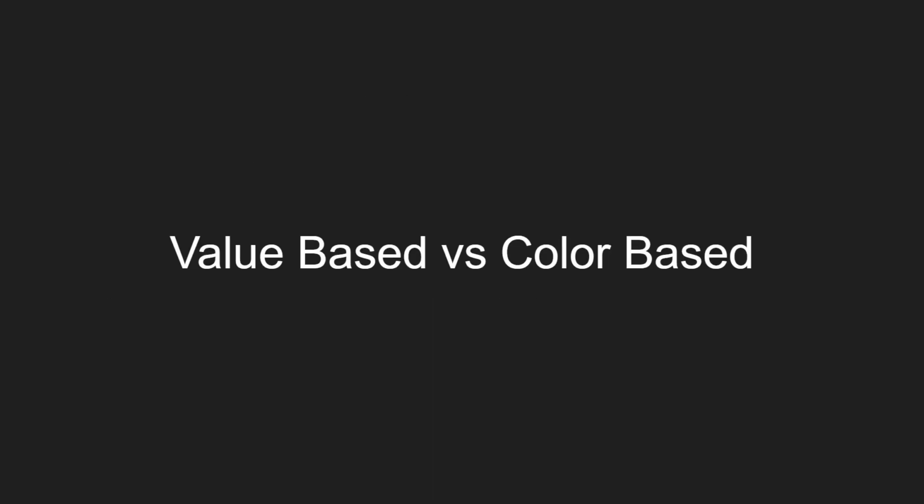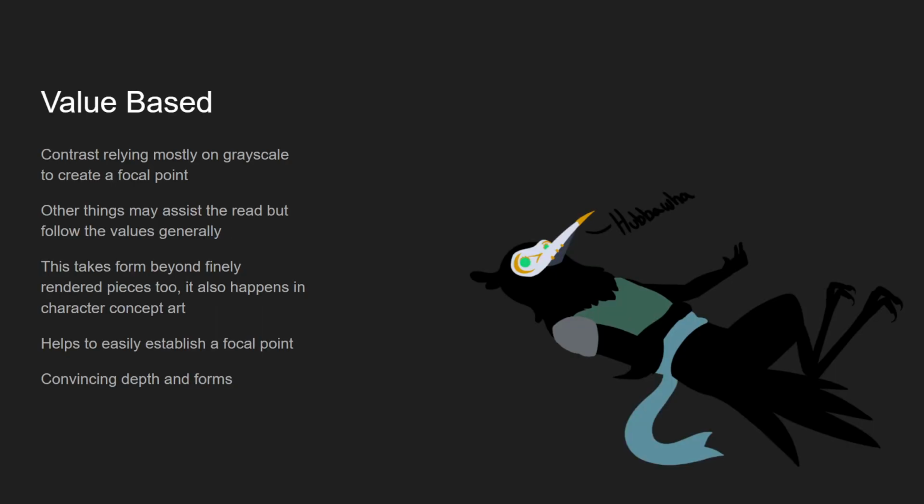Our first things we're going to look at are value based and color based. I'll clarify what the difference is as we go through. They are informed by each other.